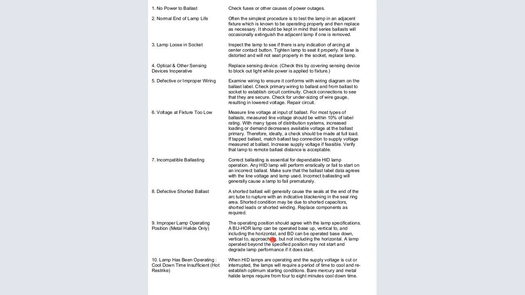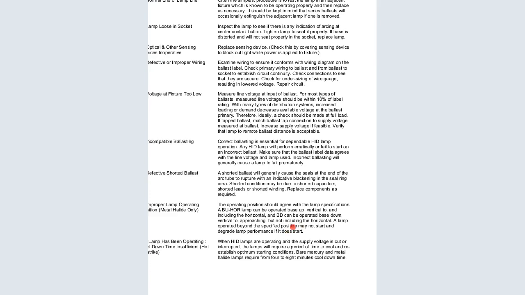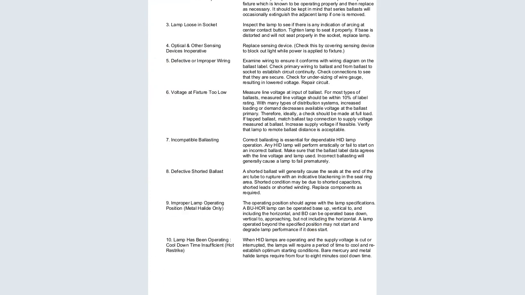And then incompatible ballasting. Maybe that is a cause. Then what you need to do is to correct the ballasting, which is essential for dependable HID, that is high intensity discharge lamp operation. Any HID lamp will operate erratically or fail to start on an incorrect ballast. So those are some of the causes and the things that can be done.